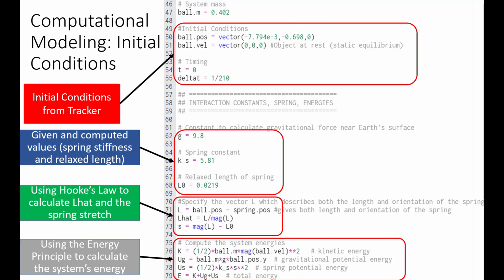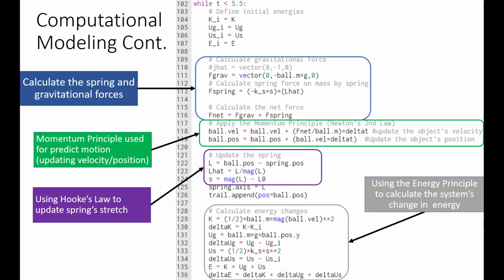To create the computational model in this lab, I set the initial position given by Tracker, and the velocity was the zero vector since the system started at rest. And I advanced the time by 1/210 seconds, also known as delta t. Along with this, I defined the gravitational constant, the spring stiffness, and the relaxed length we calculated earlier. In the next section, I used Hooke's law to calculate L hat and the spring stretch, and lastly, I used the energy principle to calculate the kinetic energy and the spring and gravitational potential energies, which when added together allowed me to calculate the system's initial energy.